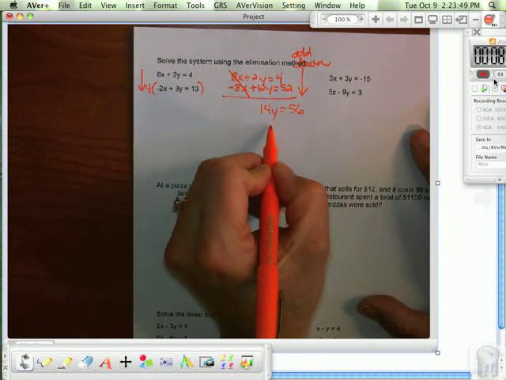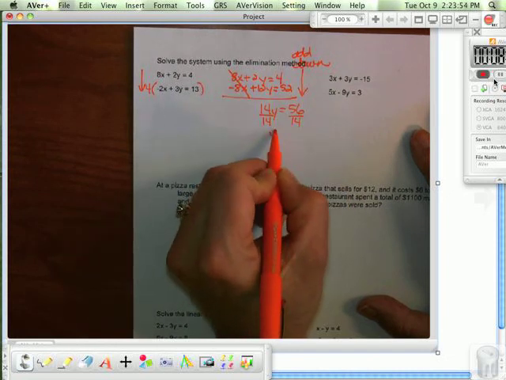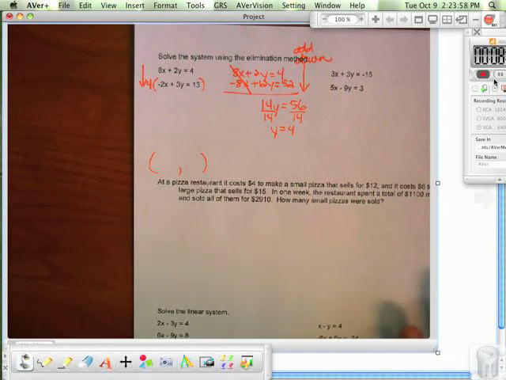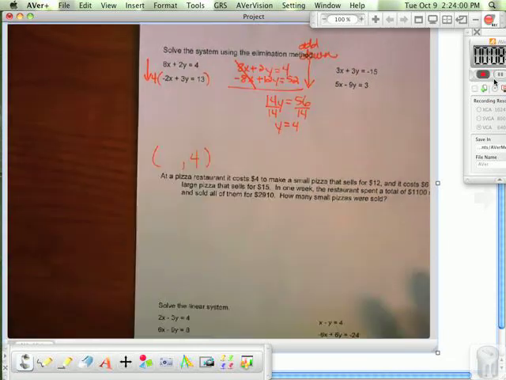If I divide both sides by 14, you guys got me. I forgot to set up my ordered pair again. Here it is. Y is 4. I'm going to plug that right in. Y is 4. Now I got to find x. It doesn't matter. You can take this and plug it into either one. It makes no difference to find x.